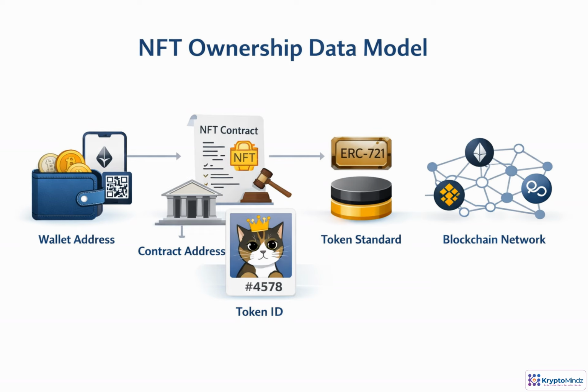An NFT ownership check comes down to matching 5 pieces of data. The wallet address identifies who is claiming access. The contract address identifies which collection or membership contract to query. The token ID points to the exact asset when the rule depends on a specific NFT. The token standard, such as ERC-721 or ERC-1155, determines how ownership or balances are read. And the blockchain network makes sure the query happens on the right chain.